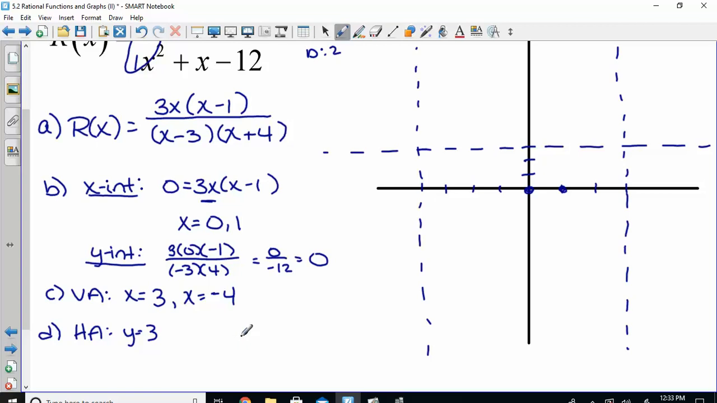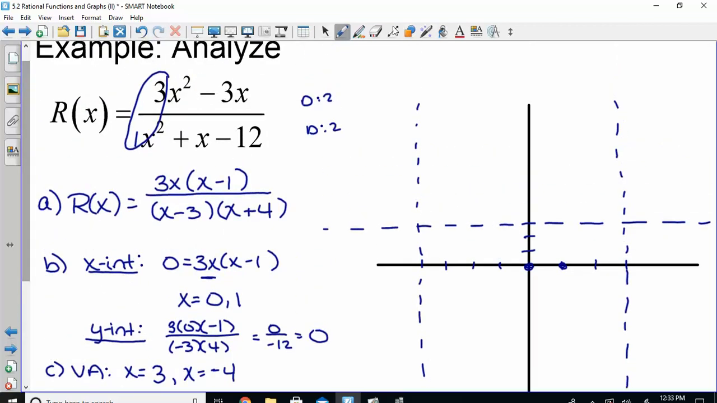Okay. Then what do we do? Plug the thing into a calculator. When you put it in, you have to remember parentheses around top and bottom.